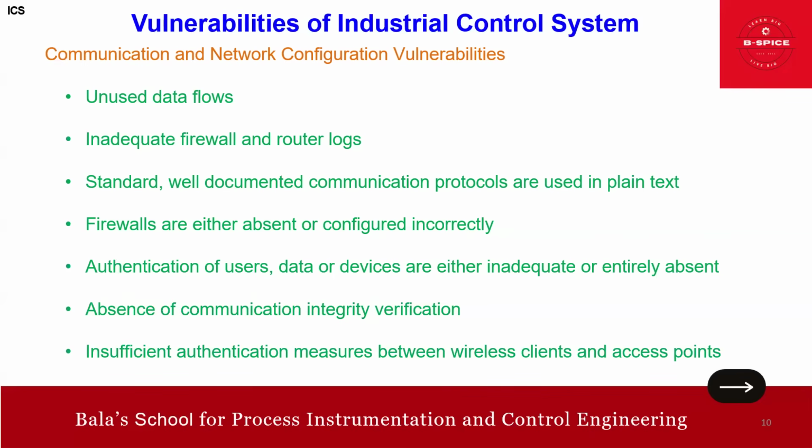Then we have another challenge, insufficient authentication measures between wireless clients and access points. See, what we have to do, it is essential to establish a robust mutual authentication between wireless clients and access points, preventing them from connecting to access points deployed by adversaries. Additionally, this authentication ensures that adversaries cannot connect to any other ICS wireless network.